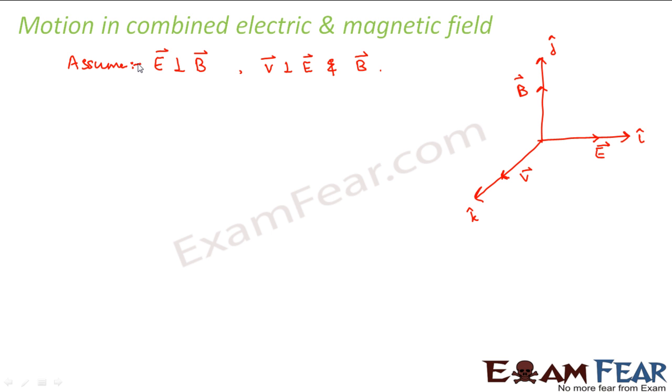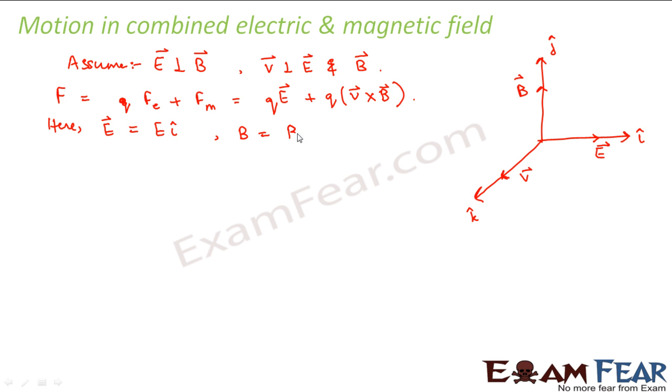Under this assumption, we will try to see how the motion of the particle would be under the influence of electric and magnetic field both. So what is the net force that acts on a particle due to electric as well as magnetic field? It will be F electric plus F magnetic, which will be equal to QE plus Q into V cross B. Now in this case, what is your E? E is nothing but E i cap. What is B? B is nothing but B j cap. And what is V? It is nothing but V k cap.